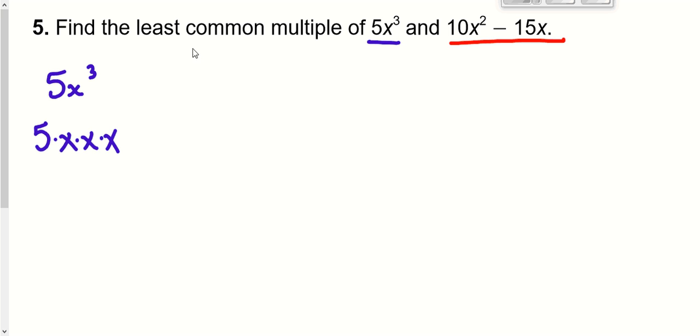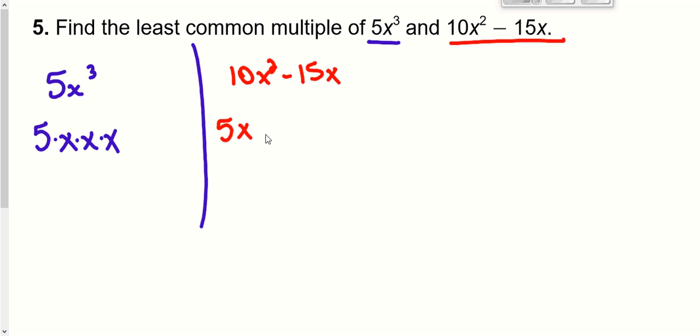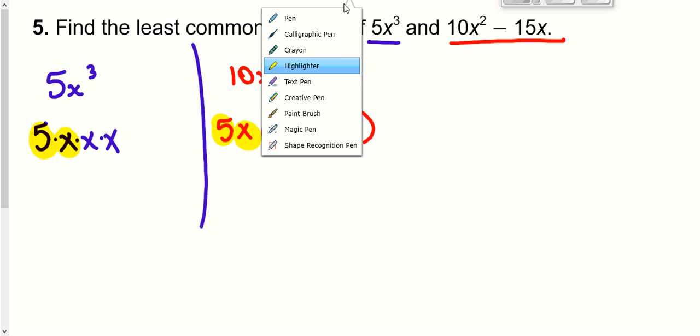All right? Then let's look at 10x squared minus 15x. I can factor out a 5x from that. 10 divided by 5 is 2. x squared divided by x is just x. Minus 15 divided by 5 is 3. And there's no x on that one. So now let's look to see what they have in common. They both have a 5 out front. They both have an x out front. And it looks like that's all they have in common.